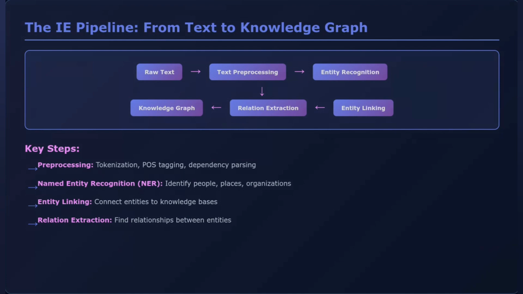Step 4, relation extraction. Now comes the really cool part. We identify the relationships between entities. Tim Cook is not just a random person, he's the CEO of Apple. Einstein didn't just exist, he developed the theory of relativity. These relationships are the connections that make knowledge graphs so powerful. And finally, step 5, knowledge graph construction. We take all these entities and relationships and structure them into a graph format that can be queried, analyzed, and used by AI systems. Each of these steps can use different techniques, from rule-based approaches to deep learning models, and that's what we'll explore in the next sections.